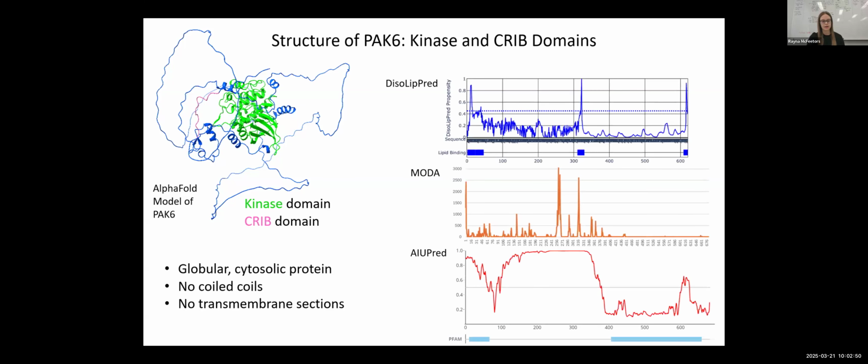Disoliprid demonstrates that there's potential for lipid binding at the N-terminus and C-terminus of PAX6, as well as approximately halfway through the protein in the disordered region. This is confirmed with MODA, where potential lipid binding occurs in the linker region primarily and at the N-terminus. AIUPRED predicts that there's disordered protein regions in the linker region, at the N-terminus, and close to the C-terminus. These regions are likely flexible and help with the interaction between PAX6 and other proteins like the androgen receptor.